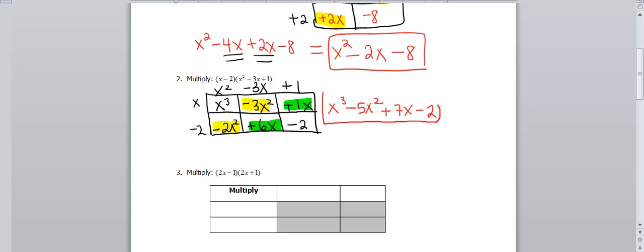So that is our final answer. So you notice we didn't lose any pieces. It's easy to see where our like terms are at, and I think this is just a fantastic way to get a visual representation. Okay.